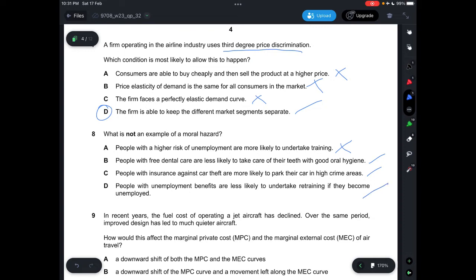So coming back to A, where I mentioned that it's not an example of moral hazard, it's because people who would be unemployed more will go and undertake training to ensure that they are not unemployed. So this is not an example of moral hazard, because by undertaking training their chances of being unemployed are lower, and they're not harming themselves by doing so. In fact, it benefits them. So therefore, the answer is A.